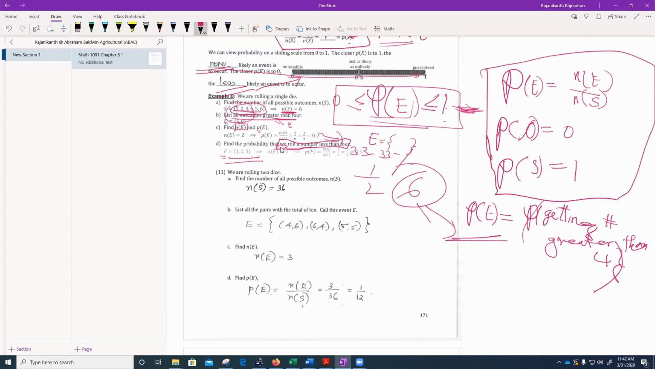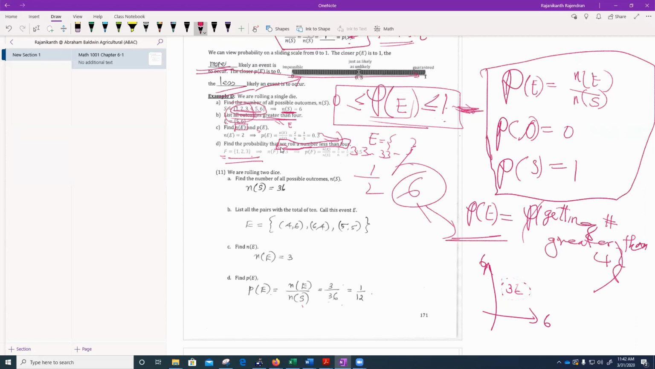Okay, so let us look at number 11. We are rolling 2 dice now. Now you have 36 outcomes, right? You have to look at it like X and Y axes, 6 and 6, 36. So if you have 36, then n of S is just the 36 outcomes of the sample space.